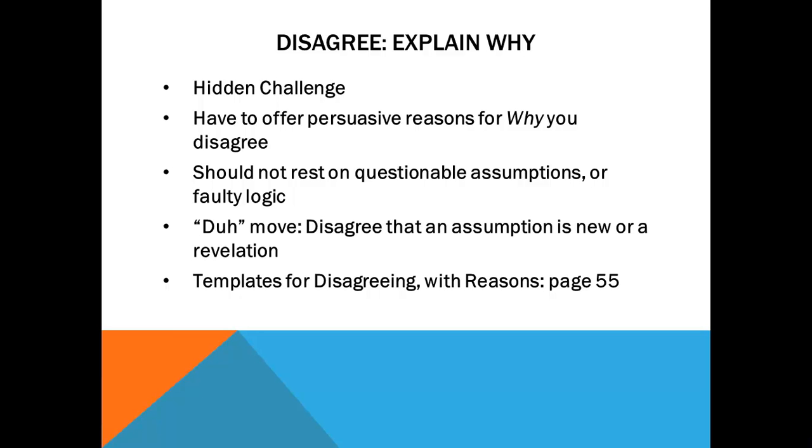Disagreeing and explaining why. Disagreeing with an author's main point is a hidden challenge, and you have to offer persuasive reasons for why you disagree with the author's argument. It should not rest on questionable assumptions or faulty logic. Keep in mind the duh move. Disagreeing that an assumption is new or a revelation is one way to disagree with an author's argument. Keep in mind the templates for disagreeing with reasons on page 55 of our text.